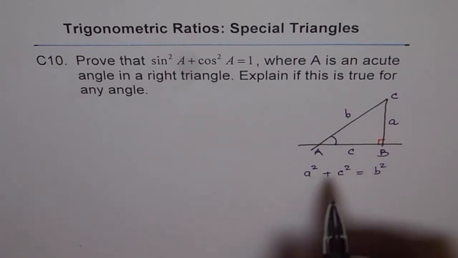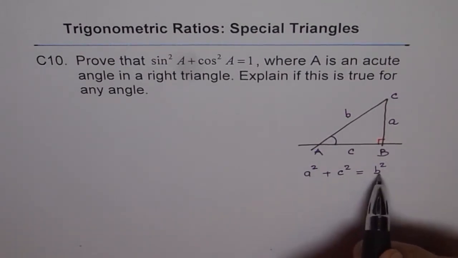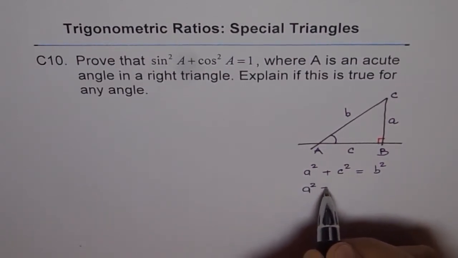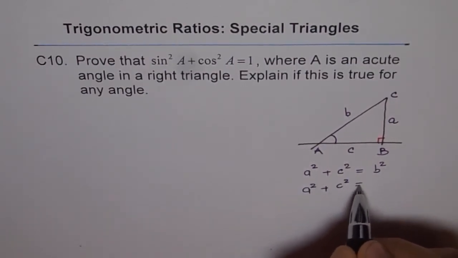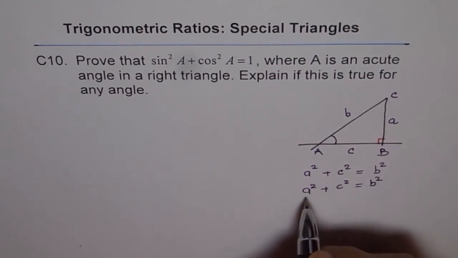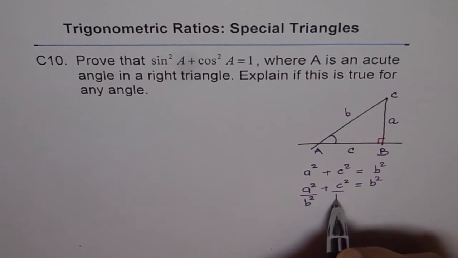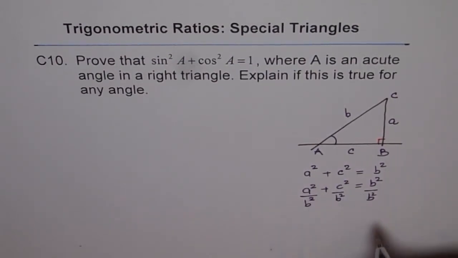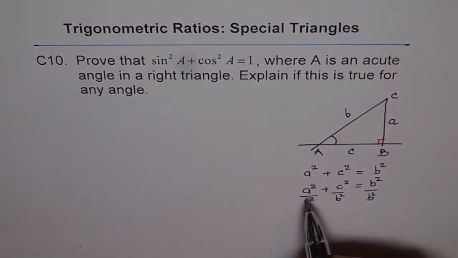Now what happens if I divide everything by b square? So let me rewrite this for you. a square plus c square equals b square, and now I'm dividing everything by b square. Okay, everything by b square, both sides, so that means the equation is maintained, right? So we get a over b whole square.